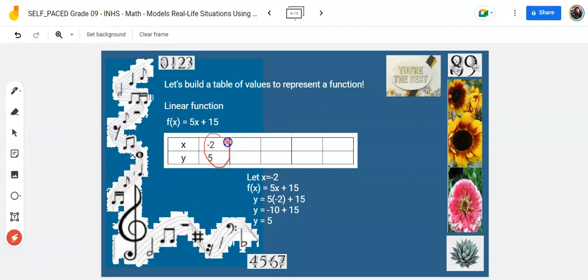Okay, so each column is an ordered pair. Okay, so this is a point. Alright? So, that is a point, negative 2, 5.